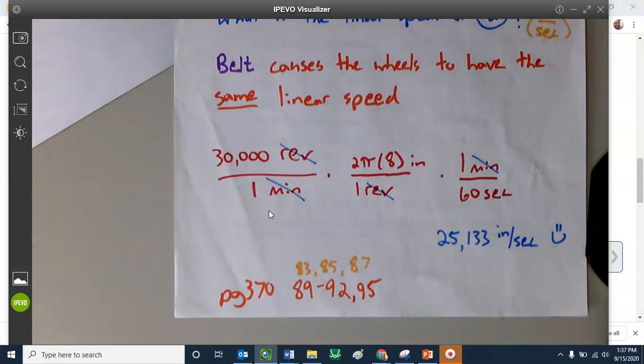Page 370, 83, 85, 87. And then 89 through 92 and 95, all word problems, all dealing with circular motion of one sort or another. Do your best with them. I'm going to set up some office hours tomorrow morning. If you feel like you need to come to a Zoom, meet with me, and I'll go over some things, we can take care of that.